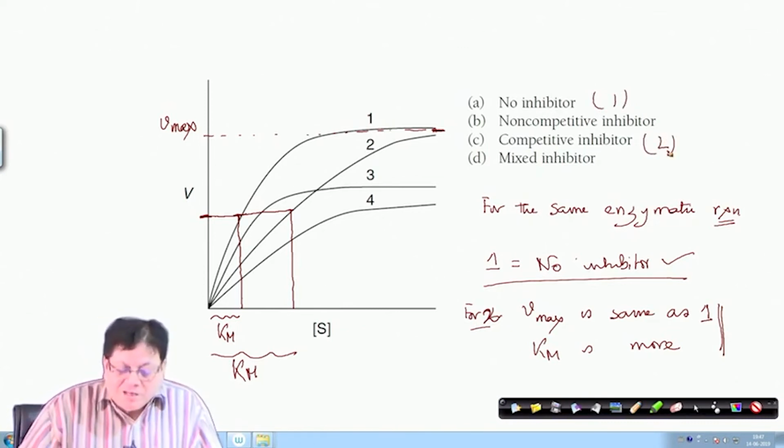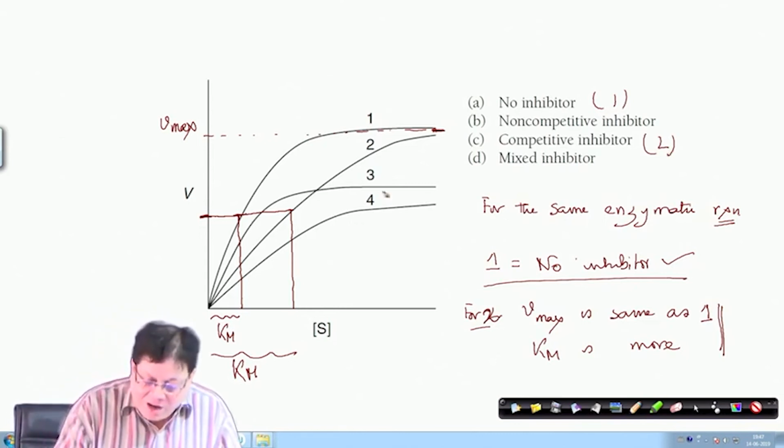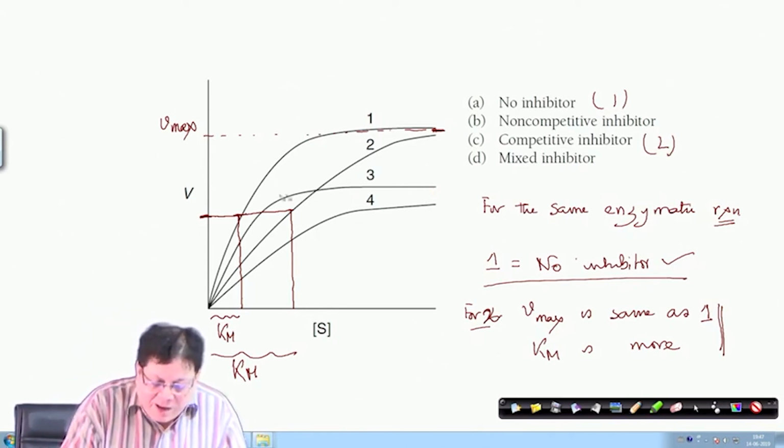Okay. Now, let us consider the third graph. In the third graph, I could see the V max has changed.